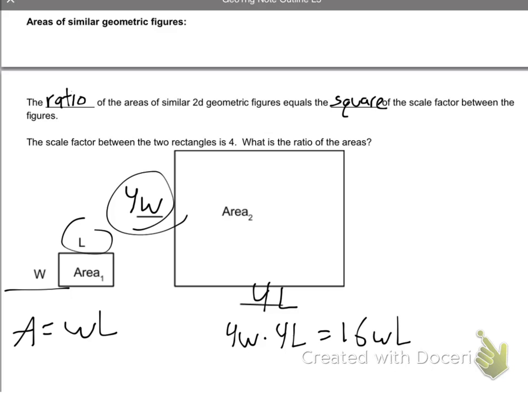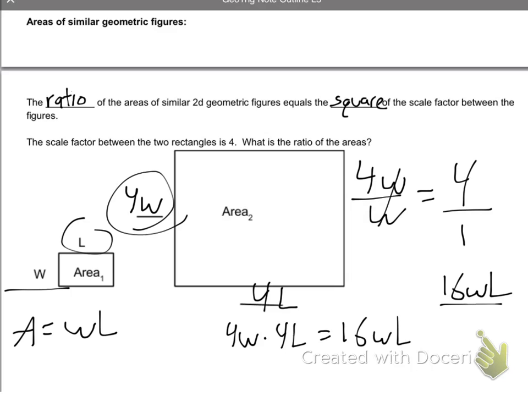Now wait a minute. Does that make sense for what they said above? We said above that if I did a ratio of the corresponding sides, I'd have 4W over W, right? The W's cancel, and that's why I ended up with 4. What's 4 squared? 16. So the ratio of our sides is 4 to 1, or 4. What's the ratio of the area? It should be 16 to 1. Why? Because what was the area of the large one? 16 WL. What was the area of the smaller one? WL. And what happens with the WLs? They cancel, and you're left with 16, which is 4 squared.